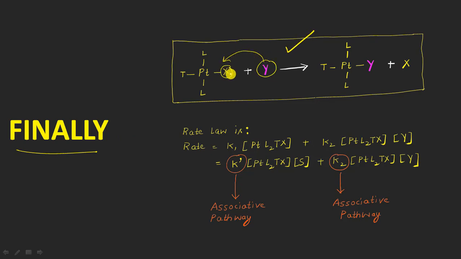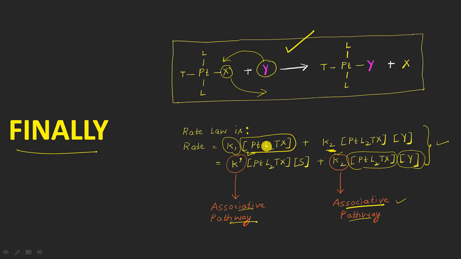So finally, I can say that for this nucleophilic substitution reaction in which Y is entering and X is going out of the system, the rate law is equal to this expression, in which both K1 and K2 indicate an associative kind of pathway. Now, in the case of K2 there is no doubt, because it suggests that both the concentration of the complex as well as Y are important, clearly indicating an associative pathway. But looking at the value of K1, it seems that the concentration of only the complex is important, indicating a dissociative pathway.